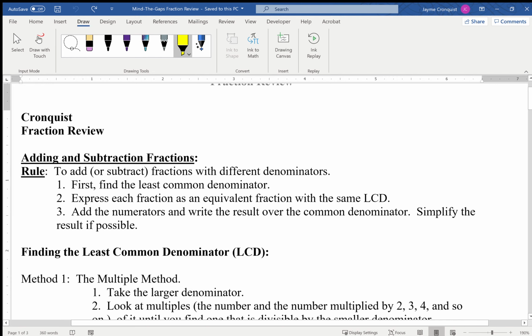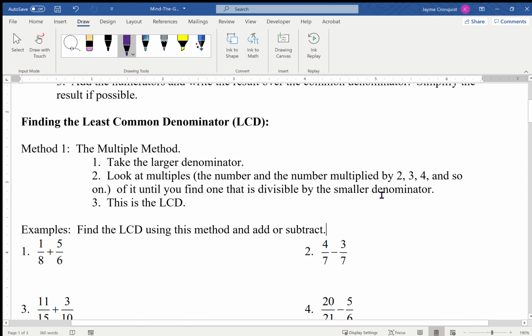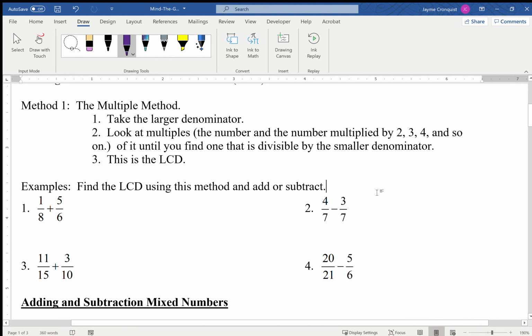Okay, first off we're adding and subtracting fractions. To add or subtract fractions with different denominators, you must first turn them into a common denominator. You have to express each fraction as an equivalent fraction with the same lowest common denominator. Alright, so what we're going to do is just dive in. The multiple method.